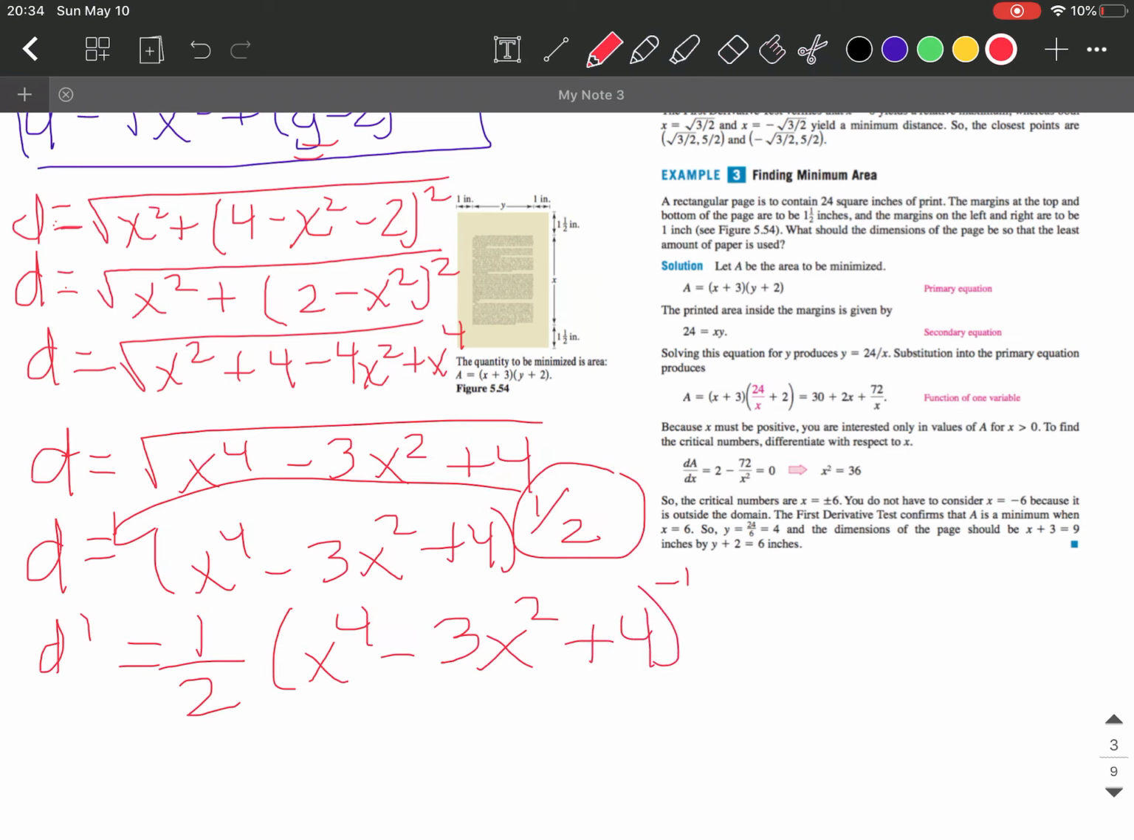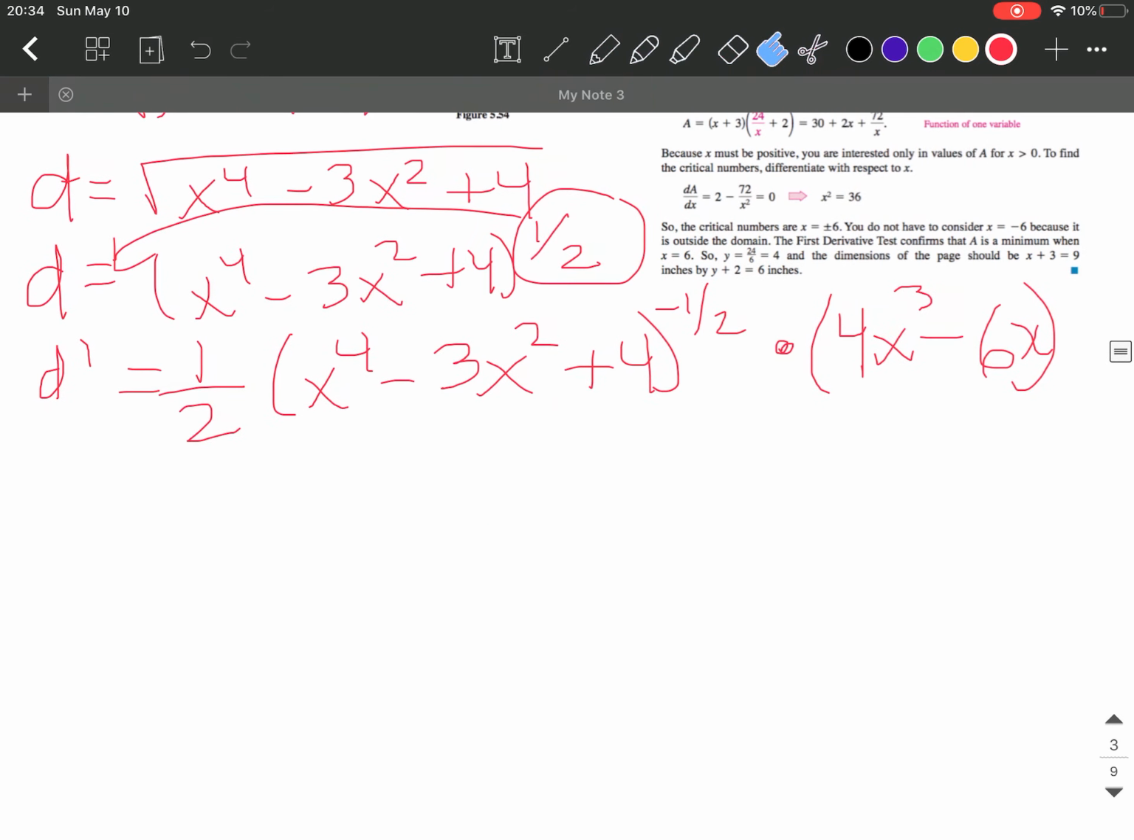I subtract 1. And then I'm using the chain rule, so now I need to multiply this times the derivative of the inside part, which is 4x cubed minus 6x. Okay, so now that's my answer for my derivative. Let me write it in a simpler way so that you can see how you're going to make that equal to 0.